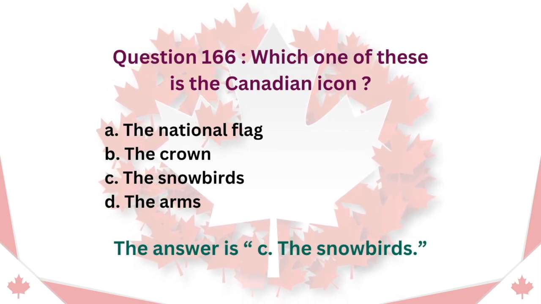Question 166. Which one of these is the Canadian icon? A. The national flag. B. The crown. C. The Snowbirds. D. The arms. The answer is C. The Snowbirds.